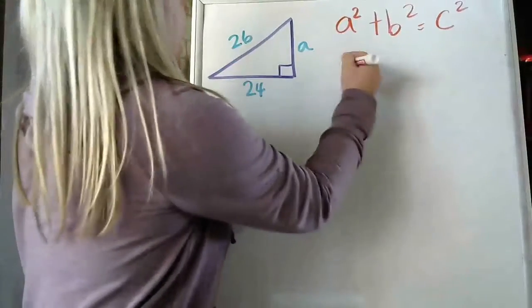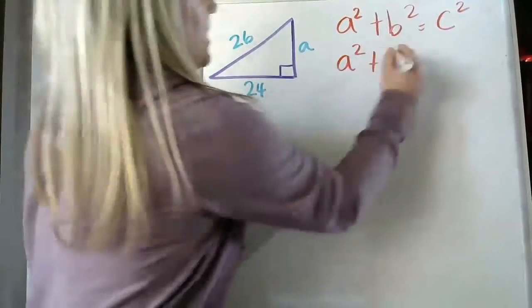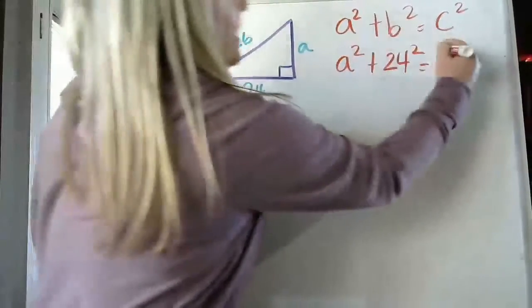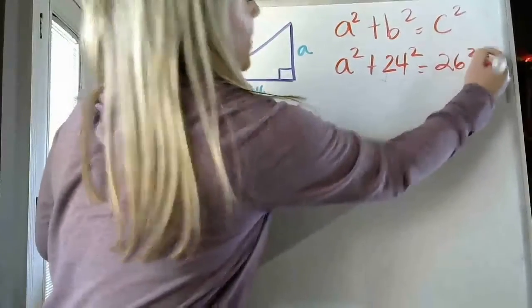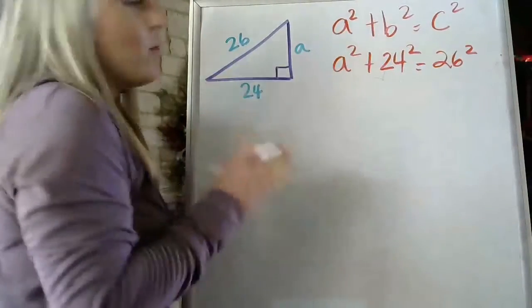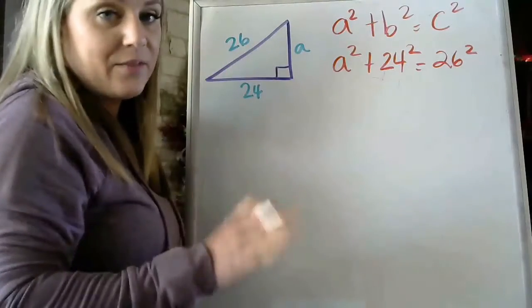So a squared is what we're looking for. We're looking just for a. b is 24 squared, and c is 26 squared. What I want y'all to do is pause this right now and try to work this out on your own and see if you get the right answer.